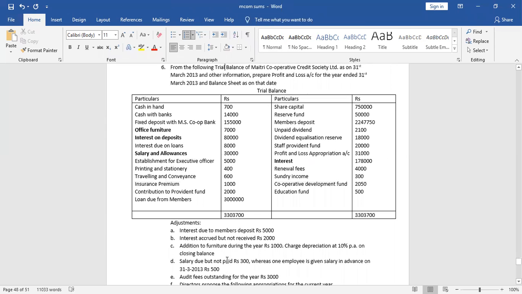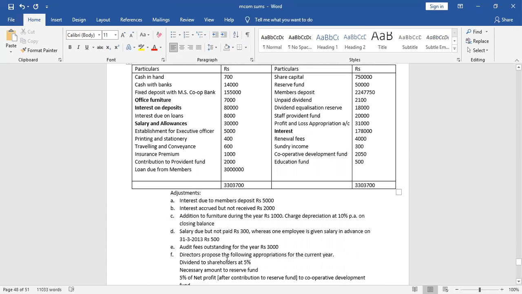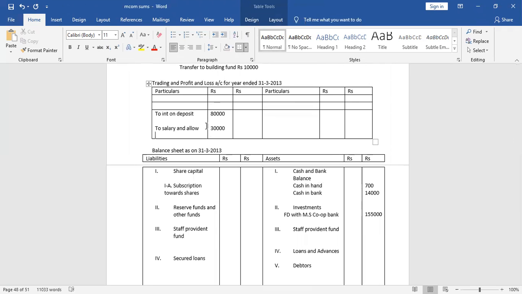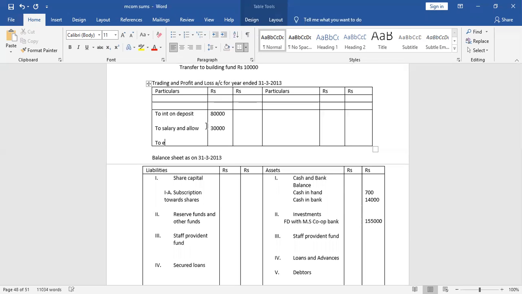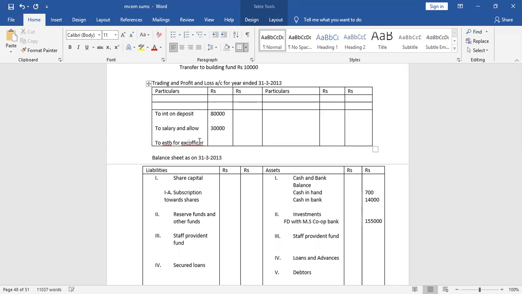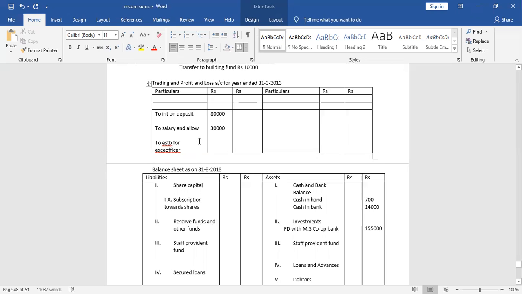Then what do we have? Establishment for executive officer, 5,000. So to this adjustment to establishment for executive officer, शॉर्ट फॉर्म में लिख दिया. एक मिनट, executive officer. How much is the amount? 5,000. But there is no adjustment. So 5,000.